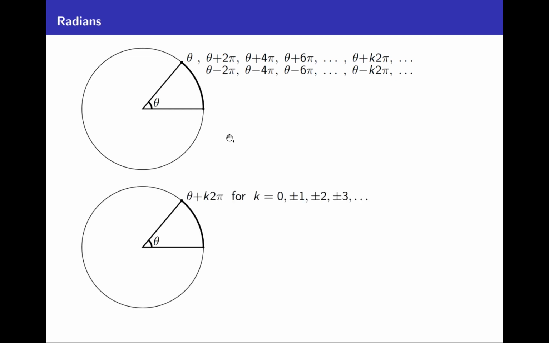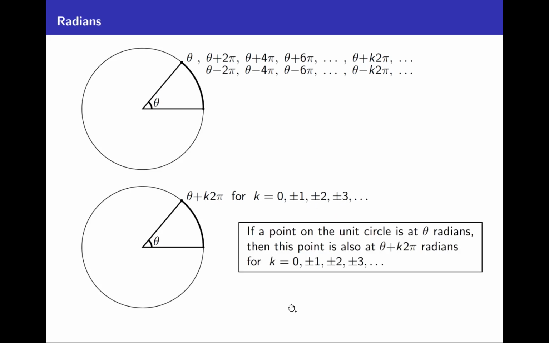So to summarize, any angle theta on the unit circle is at the same point as theta plus k times 2 pi, where k is an integer. Let's summarize that. If a point on the unit circle is at theta radians, then this point is also at theta plus k times 2 pi radians for k equals 0, or plus or minus 1, or plus or minus 2, or plus or minus 3, and so on.